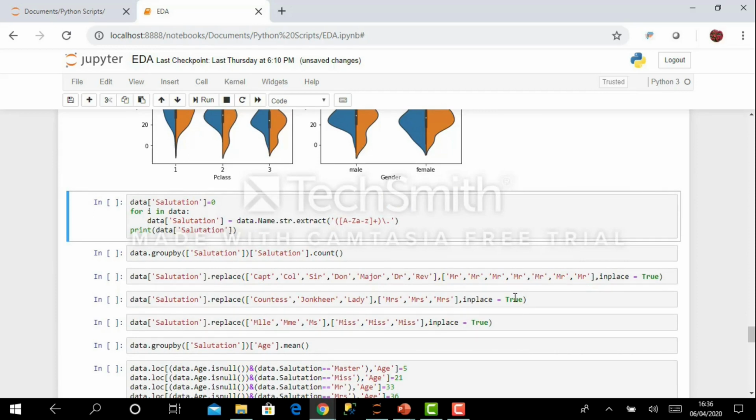Okay, fine. Now the problem is there with the age column. I told you that there are many people who did not have the data in the age column, right? So we have to handle the missing data.